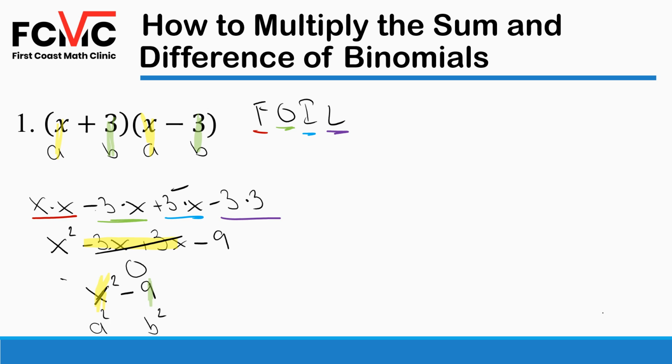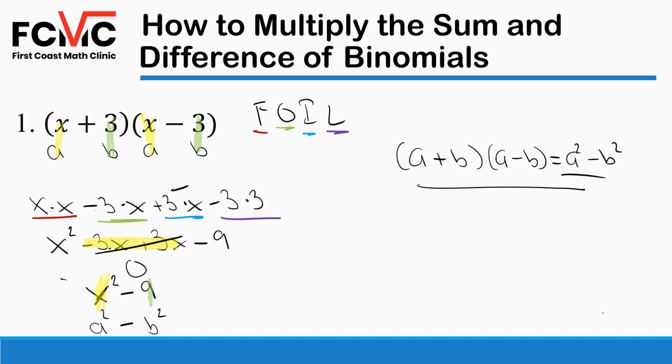All right, and what's the sign in between them going to be? It's going to be our subtraction sign. So our rule when we're multiplying the sum and difference of binomials, if we've got A plus B times A minus B, our result is going to be A squared minus B squared. All right, so this is the rule we're going to follow. Okay, let's get into a couple more examples where we use this rule to multiply the sum and difference of binomials.